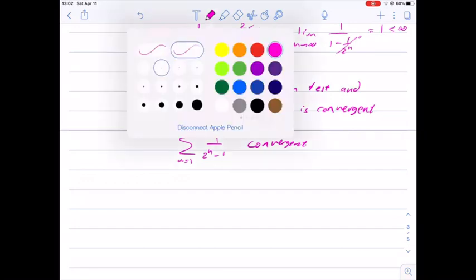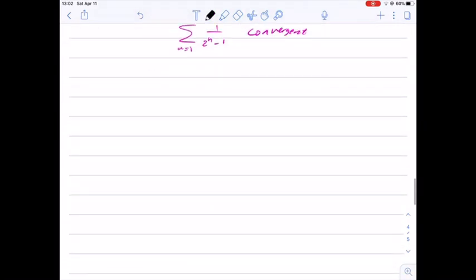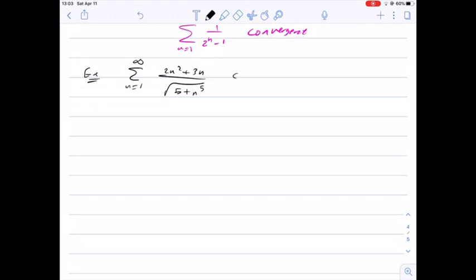Now let's take another example. If we have the series 2n squared plus 3n over square root 5 plus n to the fifth, from 1 to infinity, is this convergent or divergent? Now we determine a sub n.